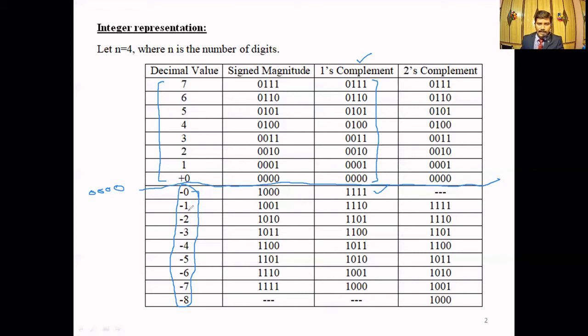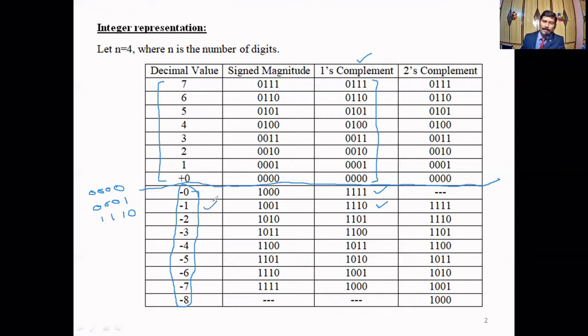Now minus 1, how will it be represented in ones complement? Take 1, that means 0 0 0 1, and make its ones complement: 1 1 1 0. See, this 1 1 1 0 is minus 1. Whenever the computer observes 1 1 1 0, it understands that it is minus 1, right?